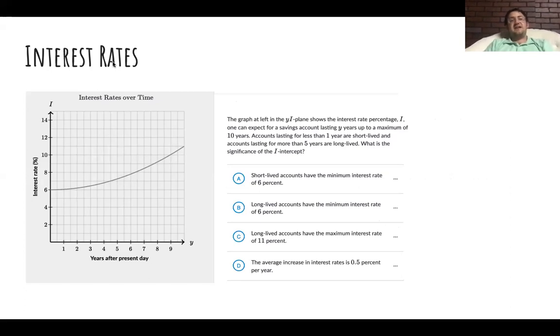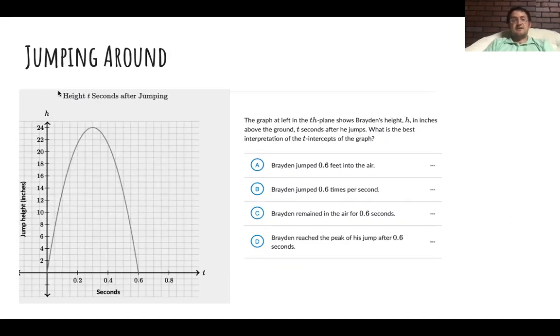Instead of saying that this is an XY coordinate situation, they're calling this the YI plane, where years are on the x-axis and interest rate is on the y-axis. It says that accounts lasting less than a year are short-lived, and accounts lasting more than 5 years are long-lived. And we're finding the interest rate.